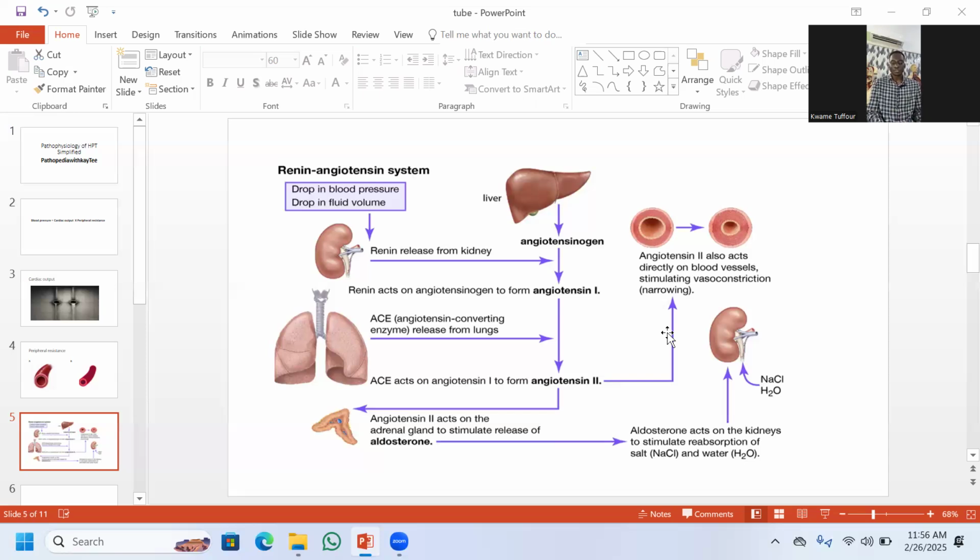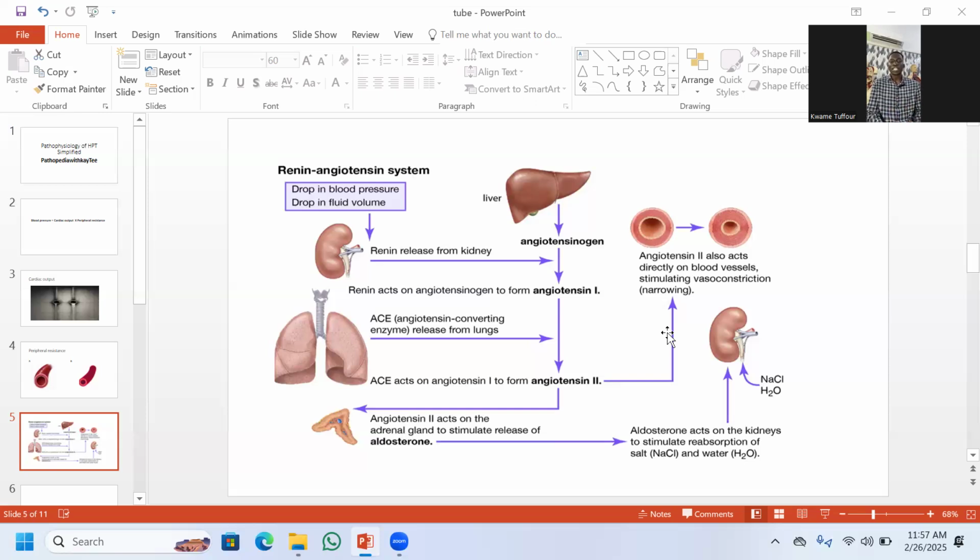Another thing is that angiotensin 2, once it is released, apart from causing vasoconstriction and increasing peripheral resistance, also causes the release of a hormone called aldosterone from the adrenal gland. Once this aldosterone is released, it goes to the kidneys and stimulates the kidneys to reabsorb more water and sodium into the blood. Remember that the more water we have in the blood, we are increasing the blood volume, and for that matter, we are increasing the cardiac output.